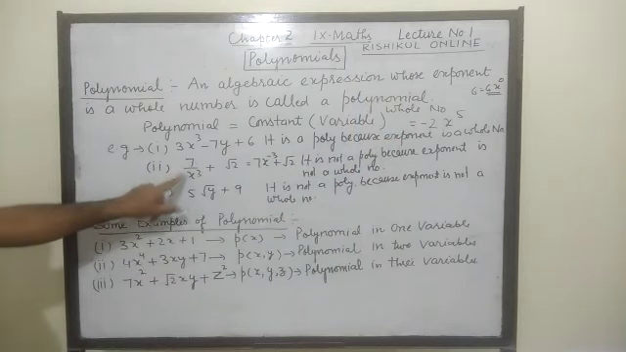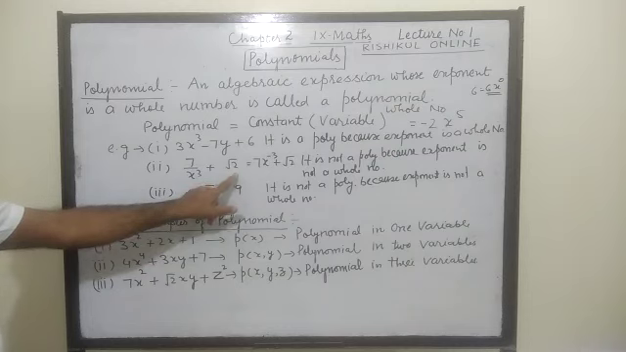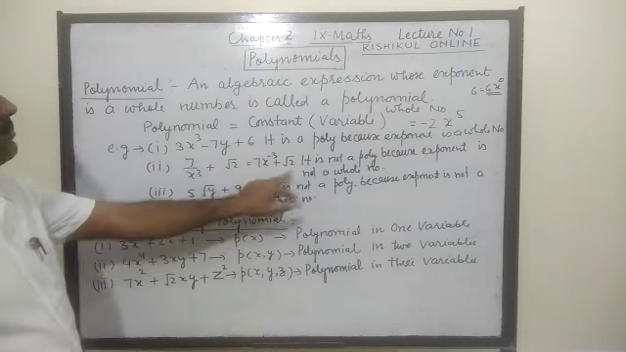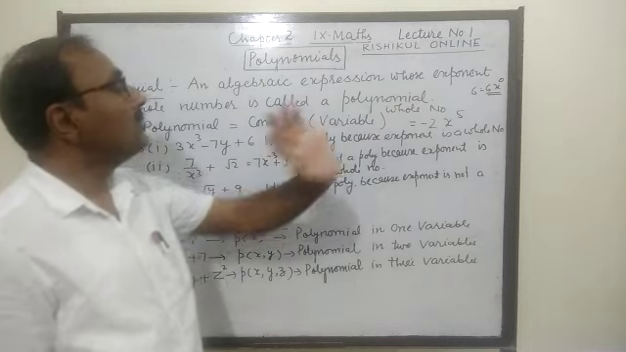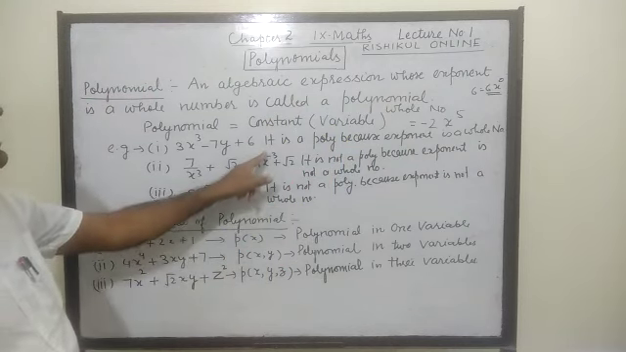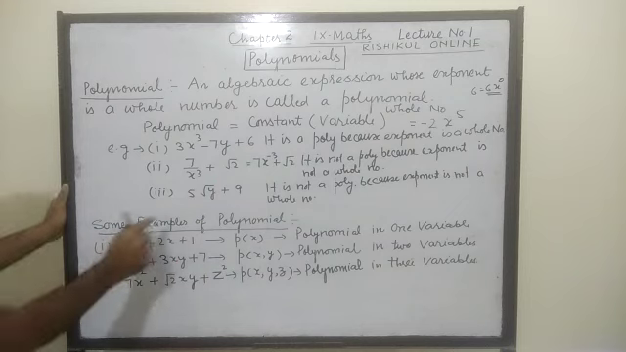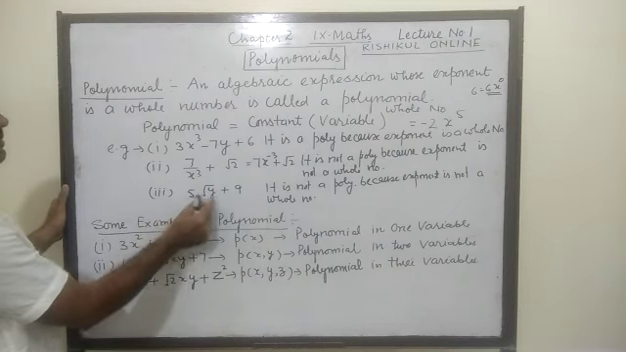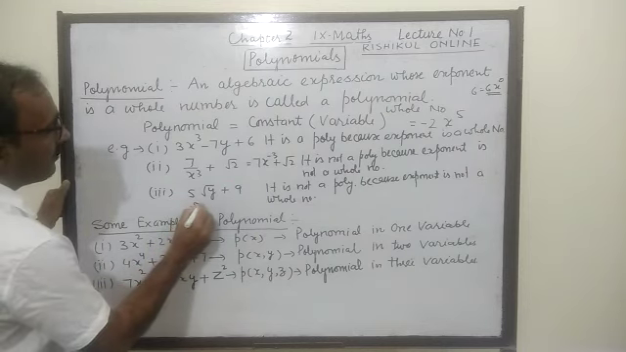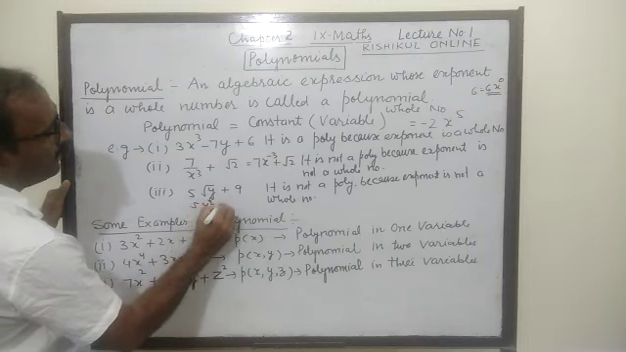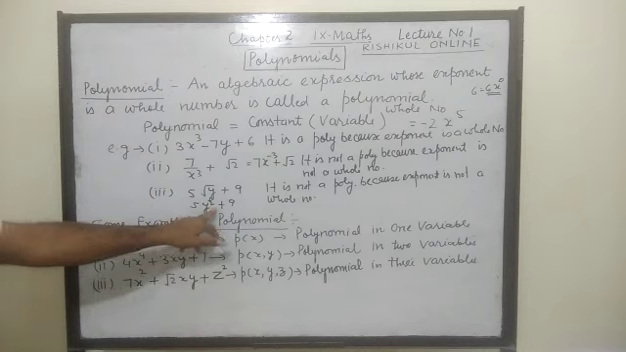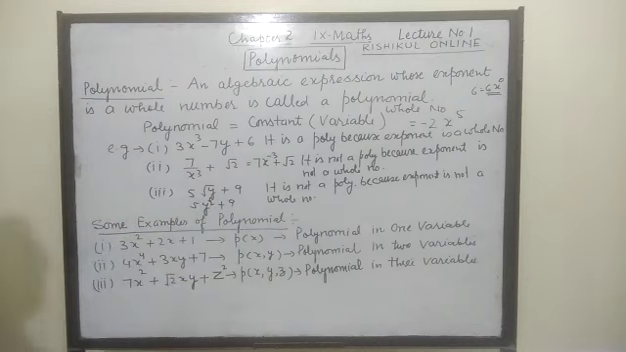Next, second, 7 upon x to the power 3 plus root 2. This you can write 7 into x to the power minus 3 plus root 2. It is not a polynomial because here exponent is not a whole number. It is minus 3. Then third, 5 into root y plus 9. So root y you can write like this. Y root means power 1 upon 2, plus 9. So 1 upon 2 is not a whole number, so it is not a polynomial.